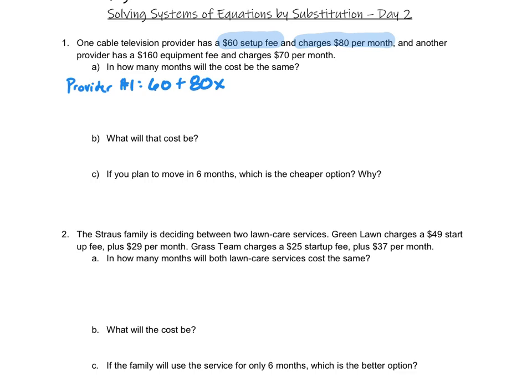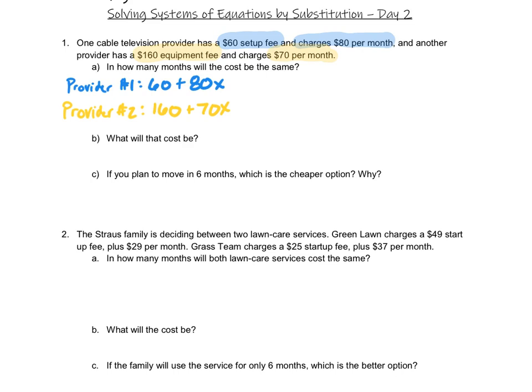Now, part 2 is going to be looking at provider number 2. As we look at that, we've got to know the information that they have. For there, it's $160 for equipment fee, and then it's $70 per month. So what does that look like? Well, the equipment fee is $160, and then it's how much per month? 70. Now, those are your 2 equations. That's not really any different than anything we've done up to this point. Here is the next part.